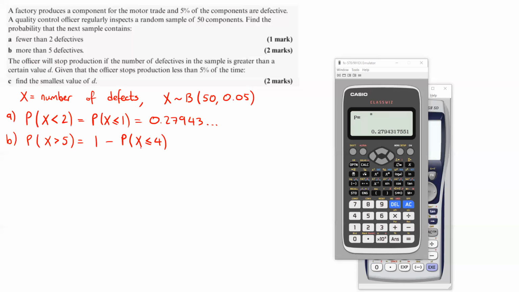Again, I can put this in my calculator. So this is going to be 1 minus, and I'm just going to put 4 into here, which is 0.89638... A quick trick for when you're doing 1 minus.